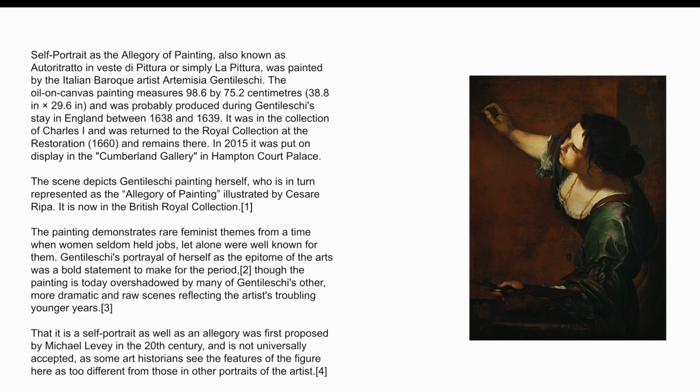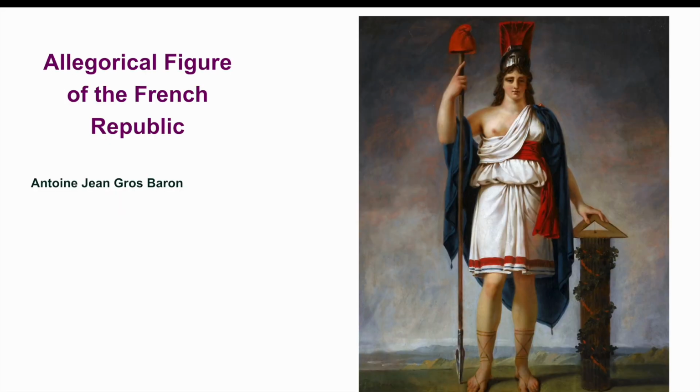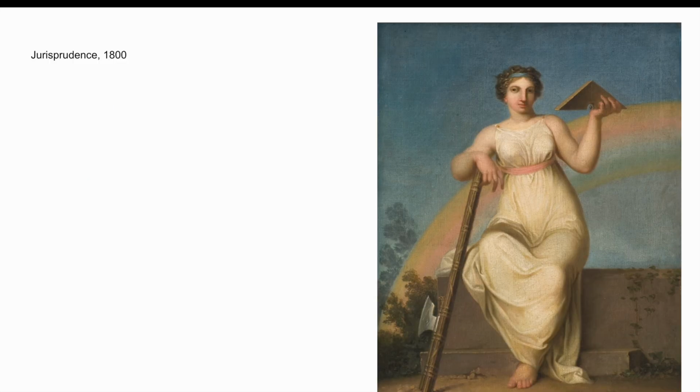I'm not going to read all this to you. You can pause and read if you want to. And this is your typical allegorical figure. This is the allegorical figure of the French Republic. So this lady is France. Look at her, she is France. Okay, and that's basically an allegorical figure, right? This figure represents jurisprudence, from the year 1800.